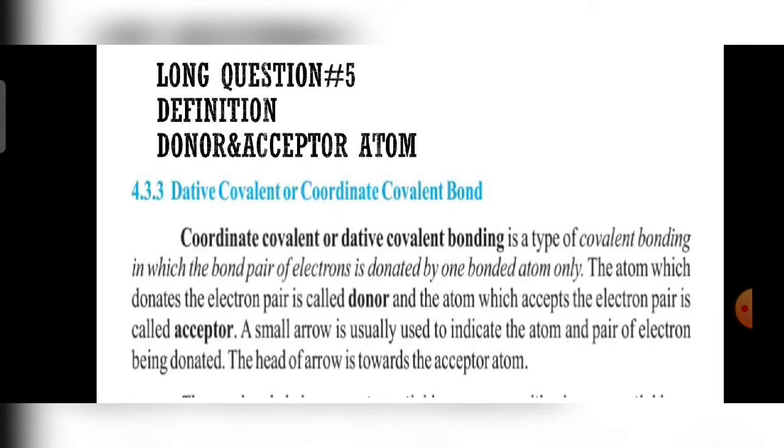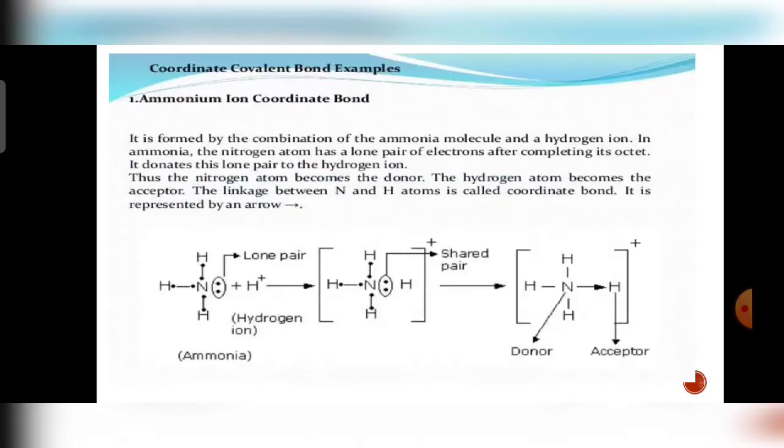Then the heading is representation. A small arrow is usually used to indicate the atom and the bond pair of electrons being donated. The head of the arrow points towards the acceptor atom.